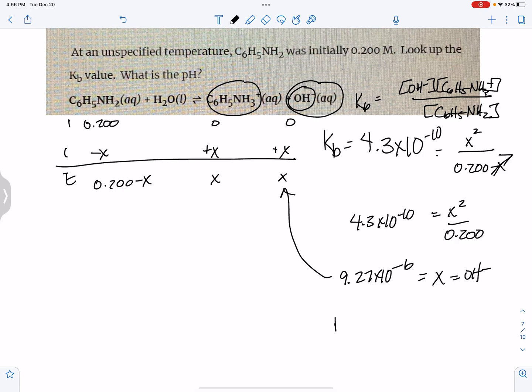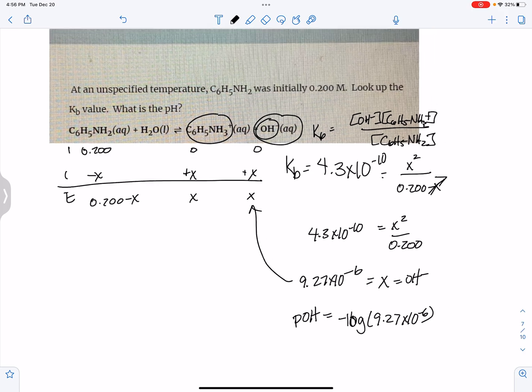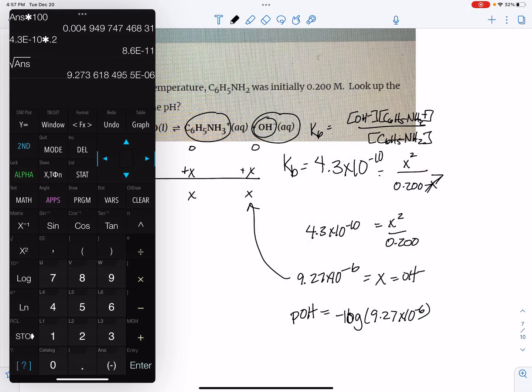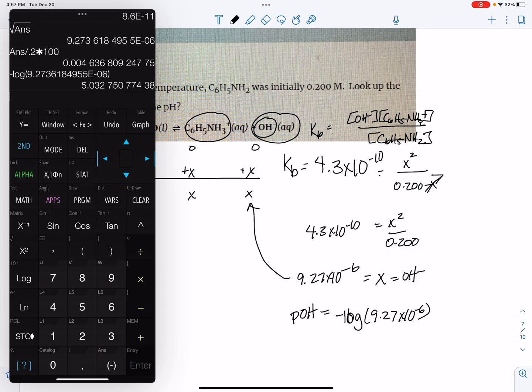So I can go to pOH by doing the negative log of my 2.7 times 10 to the minus 6. I've got the number in my calculator, so I'm just going to use the number that's actually in my calculator. It's always the best practice. And so, again, that gives me negative log of, tap that number, closed, and that gives me 5.0-32, whatever. That's my pOH.